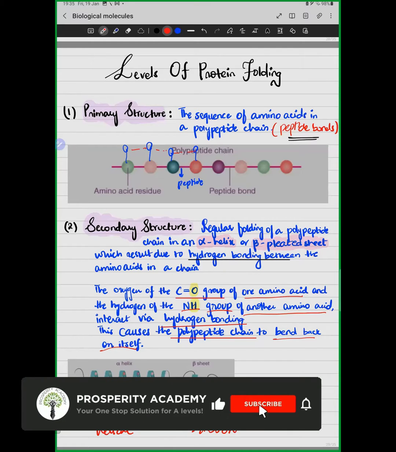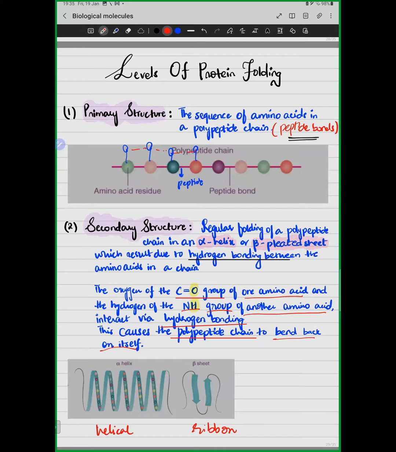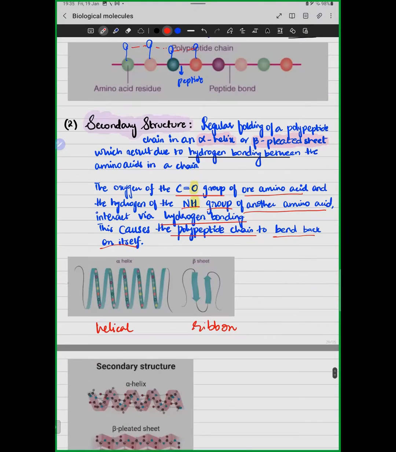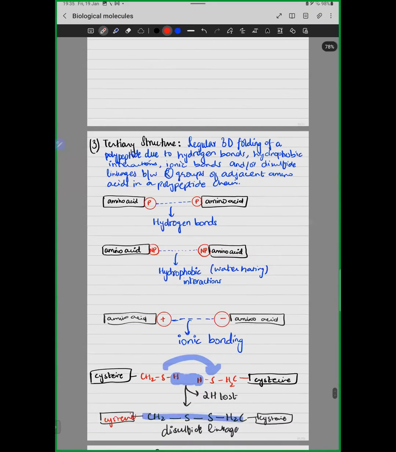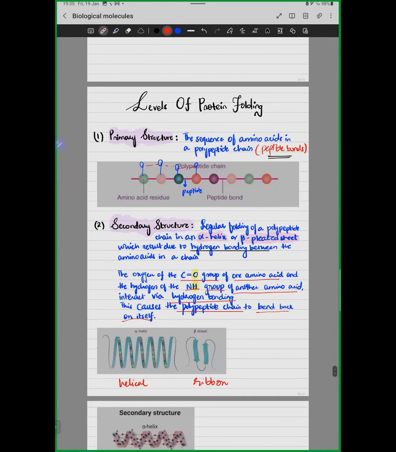Okay, assalamu alaikum everyone. So yesterday we were studying levels of protein folding and we understood how the primary structure, the secondary structure and the tertiary structure are formed. Now, the three levels of protein folding that we studied so far were basically concerned with one single polypeptide chain.